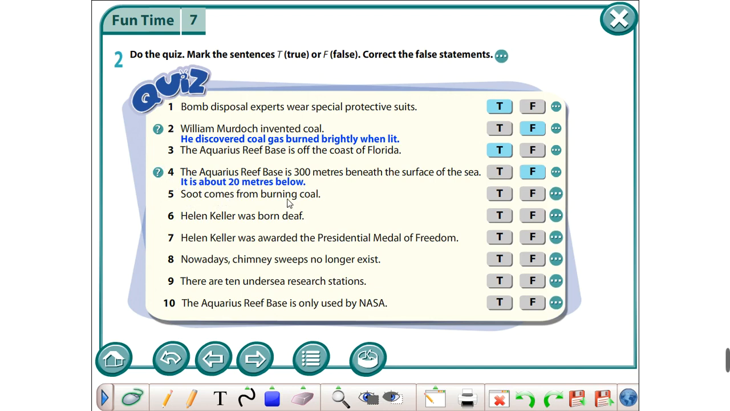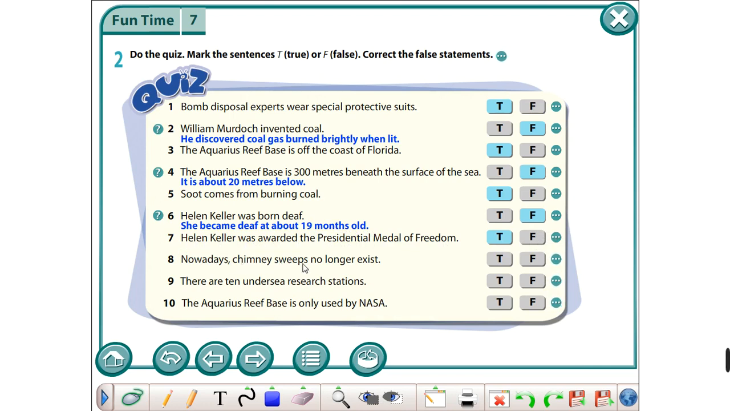Soot comes from burning coal. This is true. Helen Keller was born deaf. This is false. She became deaf at about 19 months old. Helen Keller was awarded the Presidential Medal of Freedom. This is true.